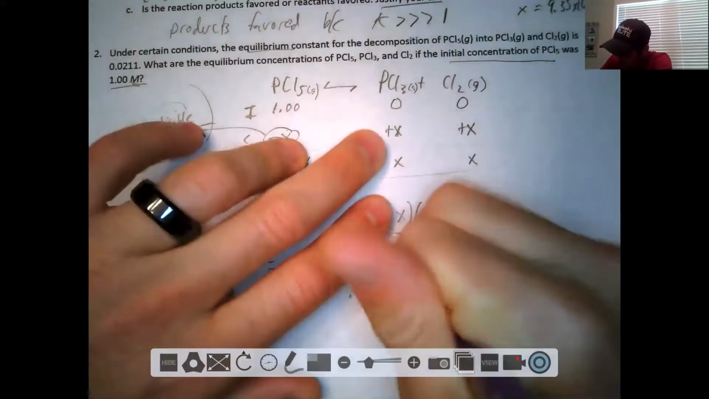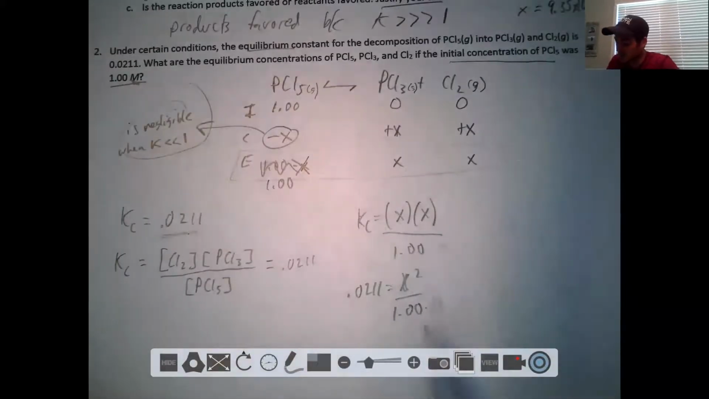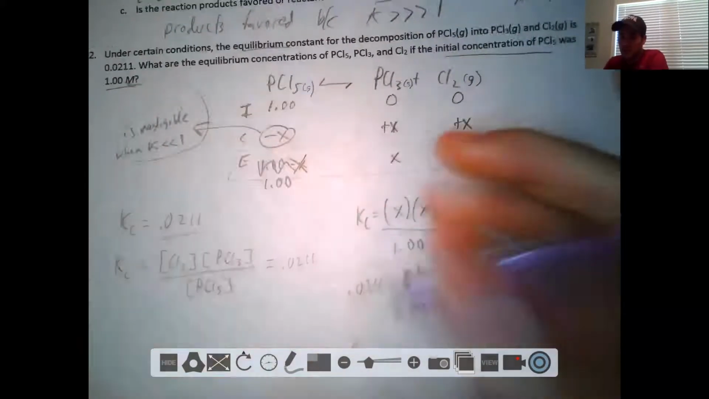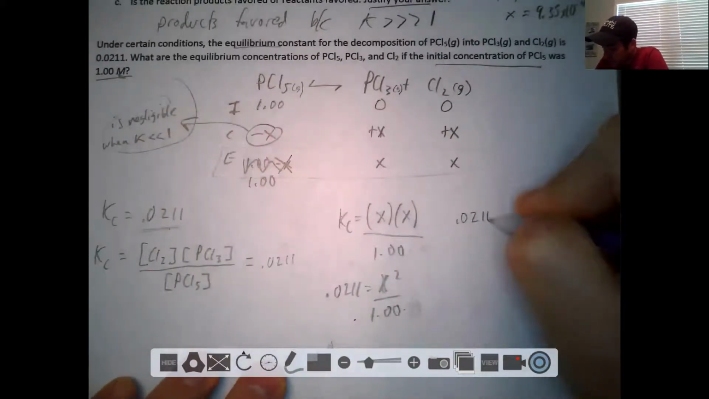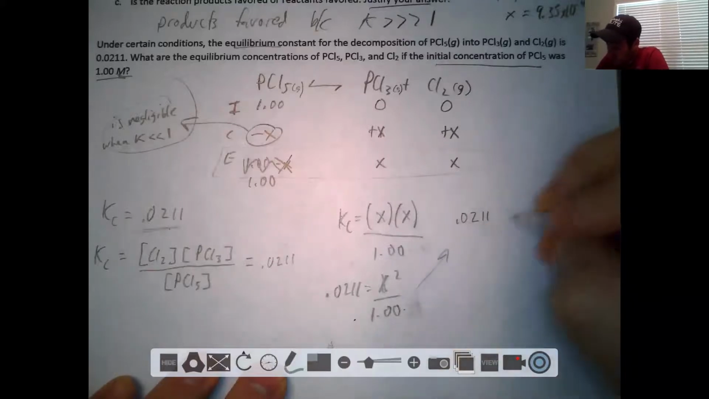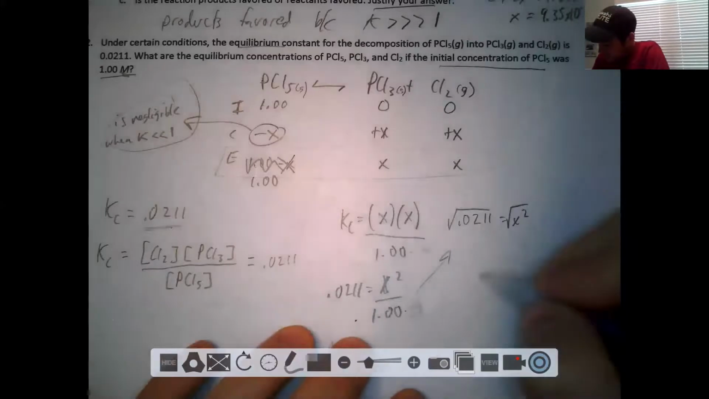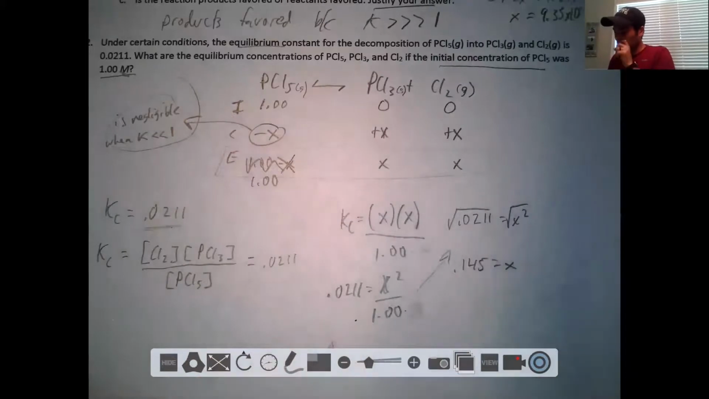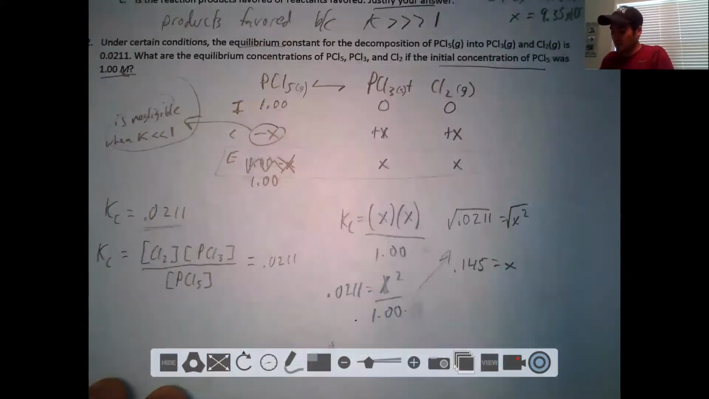And so then that would change this here. And so now all you have to do is solve for X. So you can just multiply this up. So we're getting, let me move it over here just so we can see it, 0.0211 equals X squared. Square root both sides. And we get that 0.145 equals X. So now you know the equilibrium concentration values, right? This is 0.145, this is 0.145, and that would then be 1.